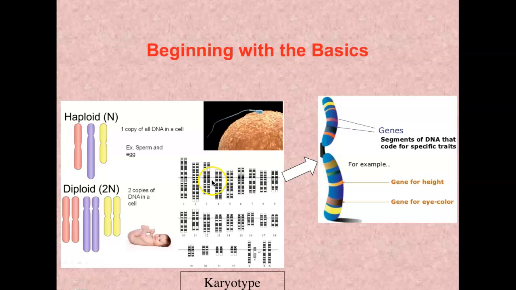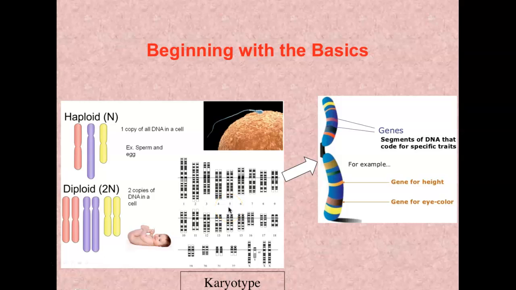If you look down here in this picture, you see a karyotype, and a karyotype just shows us all the chromosomes in every one of your cells. This is actually a diploid cell, because for every pair you have two chromosomes, one from mom and one from dad. If you continue all the way down and count them all, you have a total of 46.